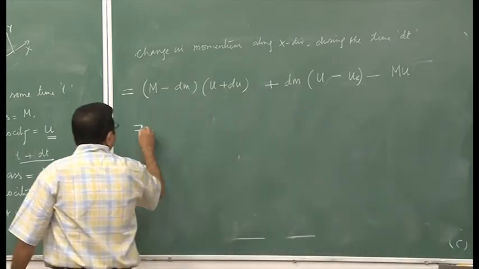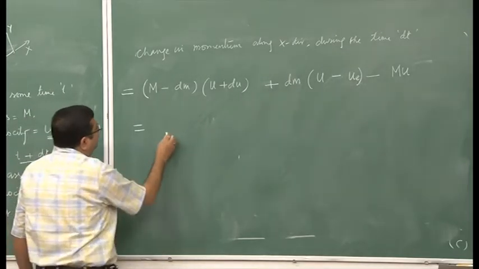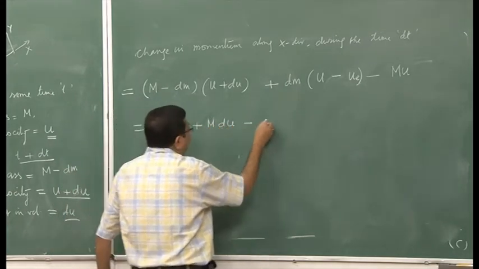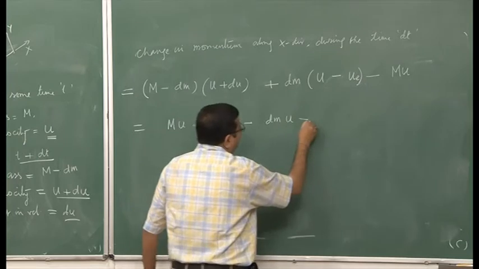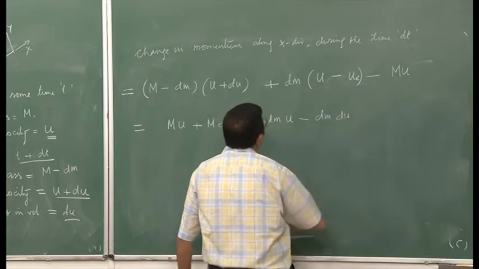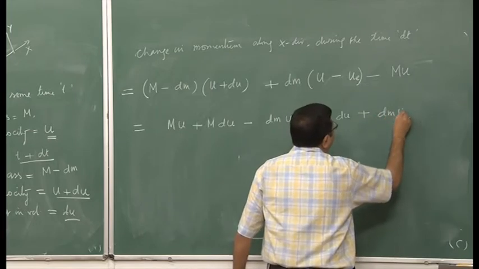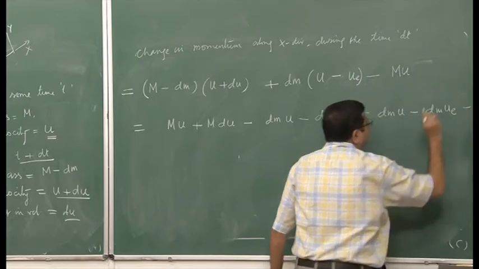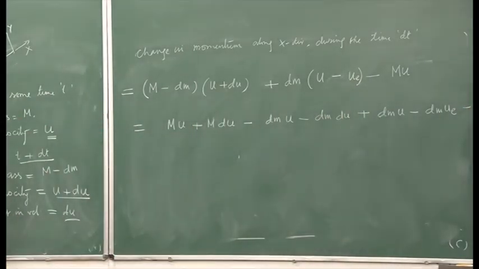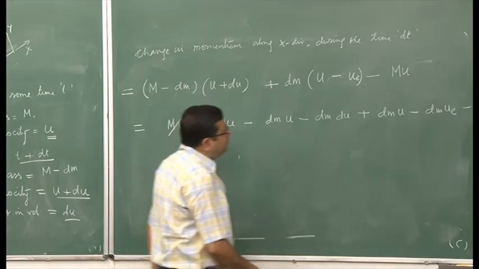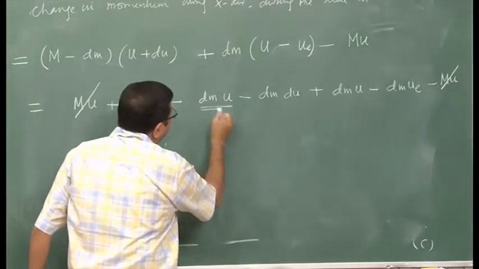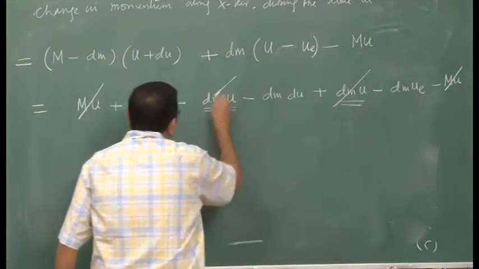Now, let us expand this. If I expand this, this becomes mu plus m du minus dm u minus dm du plus dm u minus dm u_e minus mu. Okay, I have expanded this expression. Now, let us simplify this. This mu and mu will cancel off. Then we have one term minus dm u and plus dm u. So, this will also cancel off.